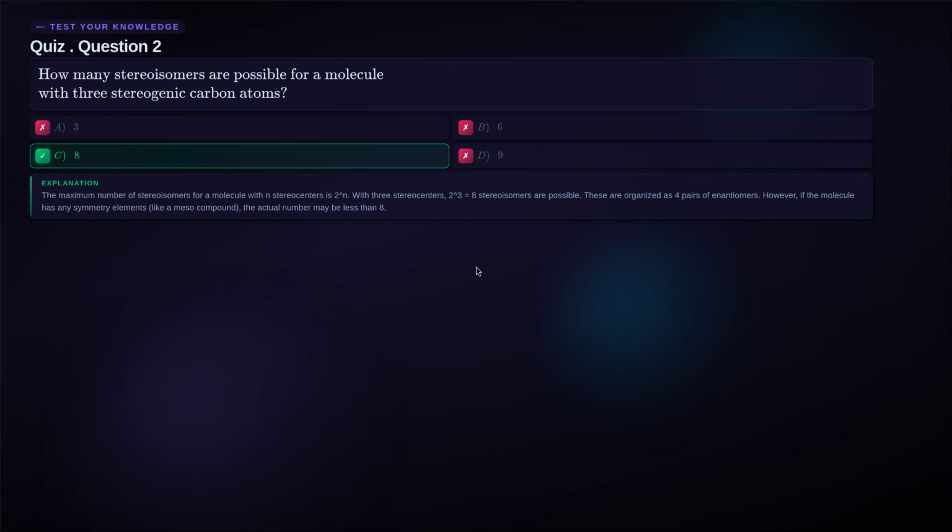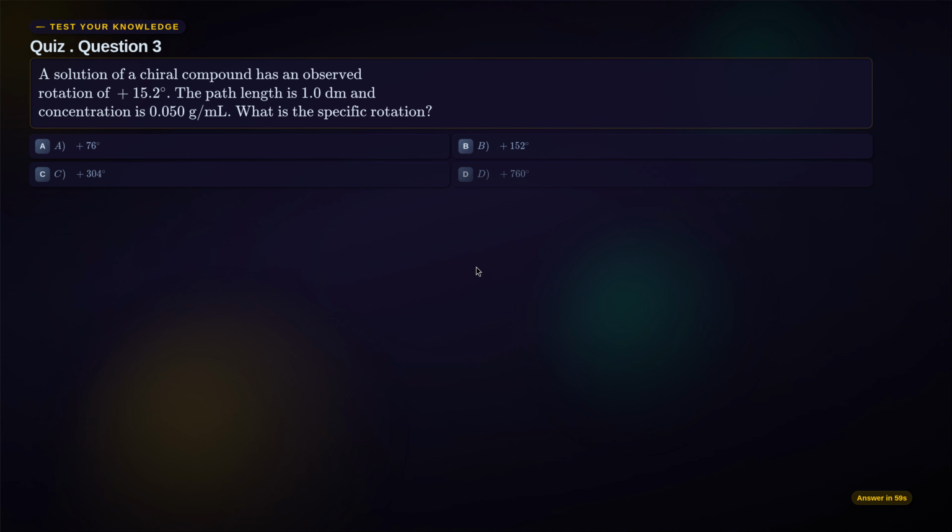Quiz question 3. A solution of a chiral compound has an observed rotation of plus 15.2 degrees. The path length is 1.0 decimeter and concentration is 0.050 grams per milliliter. What is the specific rotation? Option A, plus 76 degrees. Option B, plus 152 degrees. Option C, plus 304 degrees. Option D, plus 760 degrees.